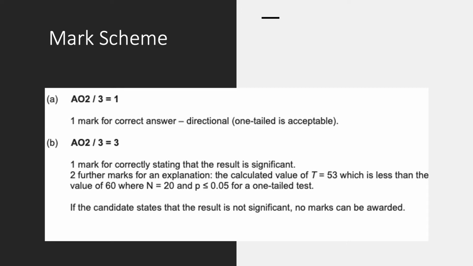So you had to write the calculated value, which was 53, and state that it's less than the value of 60, which is the critical value, where n is 20 because that's the number of participants, and the significance level was 0.05, and we were doing a one-tail test because it was a directional hypothesis.